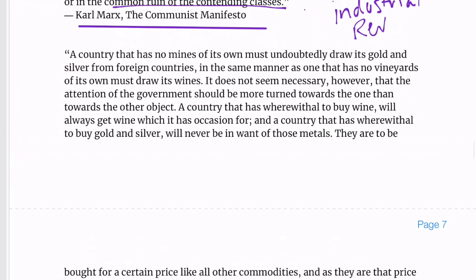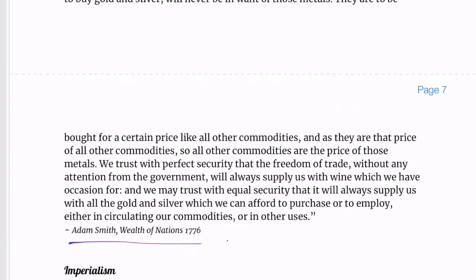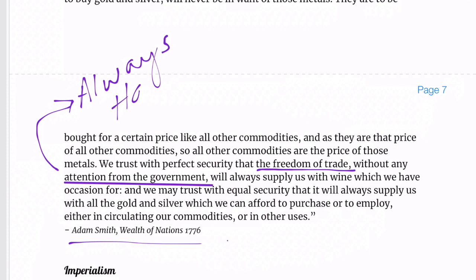So basically what he's saying is whatever the countries want, they should be able to buy, but we trust with perfect security that the freedom of trade, without any attention from the government, so the government should not have any say on trade, will always supply us with wine which we have occasion for, and we may trust with equal security that it will always supply us with gold or silver which we can afford to purchase or to employ, either in circulating our commodities or in other uses. So he's basically saying that if we have free trade and the government's not messing with it, we'll always be able to get what we want, or we'll always have access.